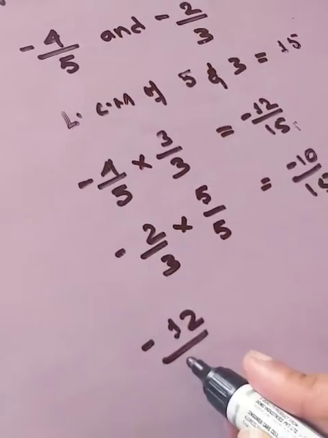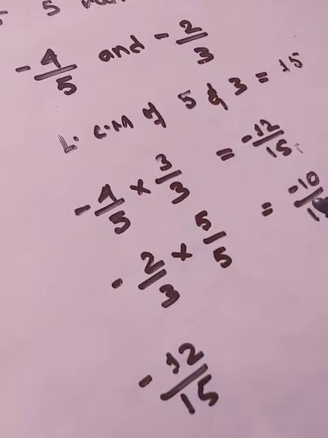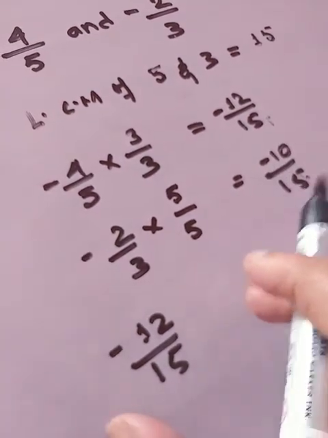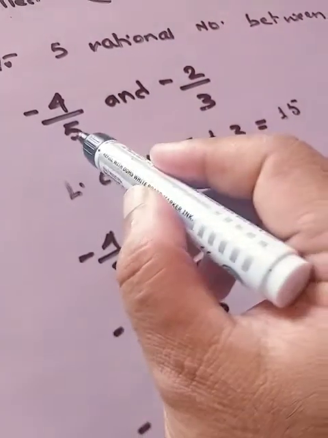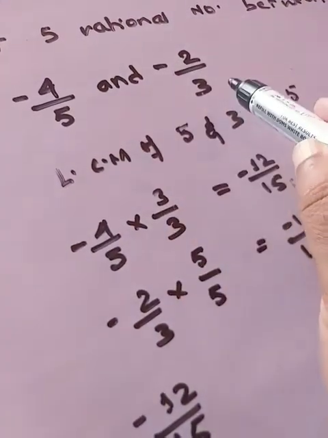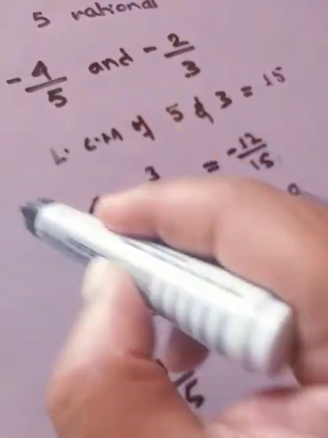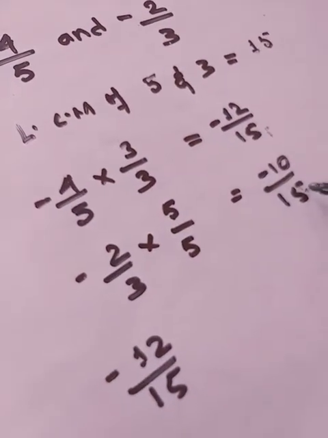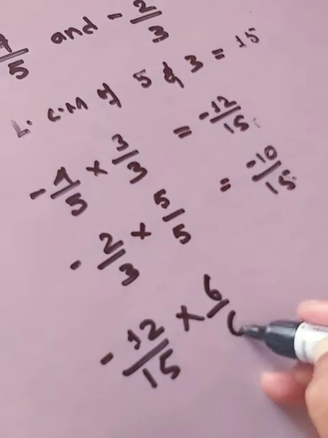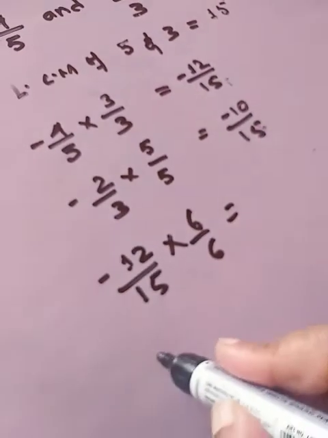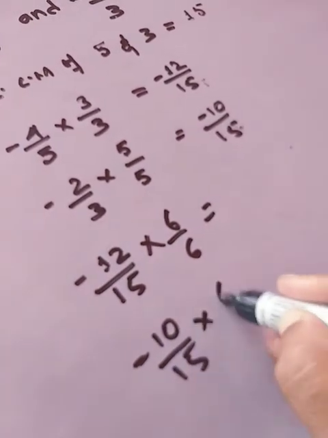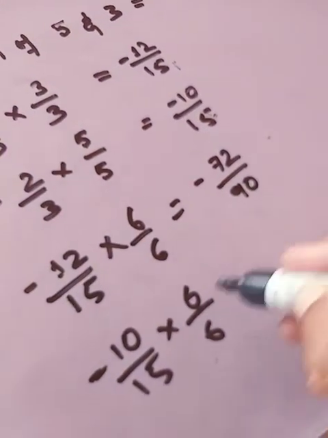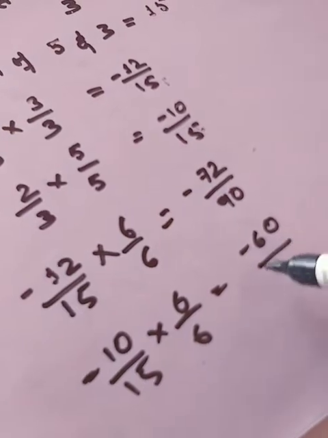What we did earlier, isn't it? Because those rational numbers were carrying the same denominator, we started our solution from this point. But because these two rational numbers are not carrying the same denominator, these are the steps. For this we have to make the denominators same. After that we'll go with the same process, that is multiply by 6 by 6, and the same thing we'll do with minus 10 by 15, that is 6 upon 6. So this would be minus 72 by 90, and this will be minus 60 by 90.